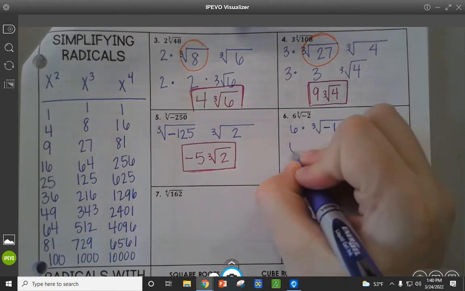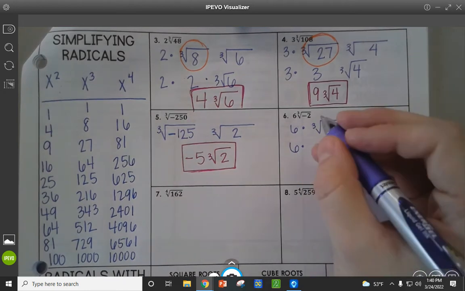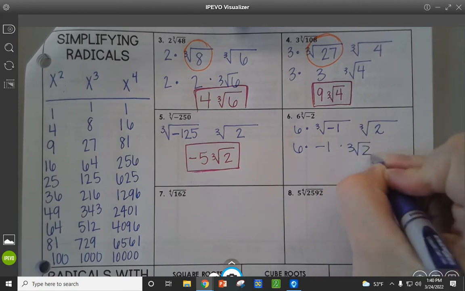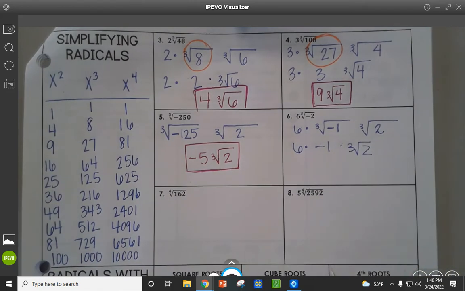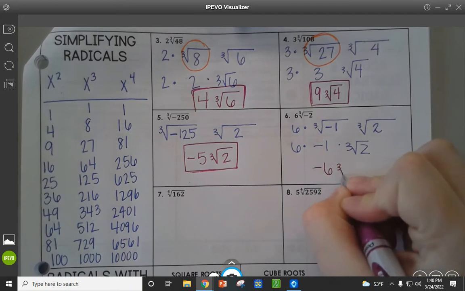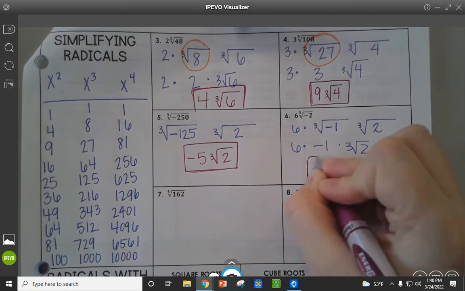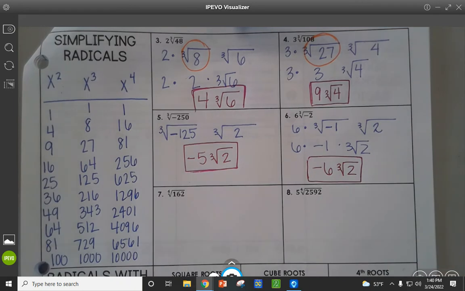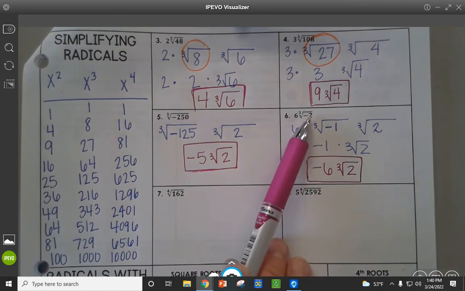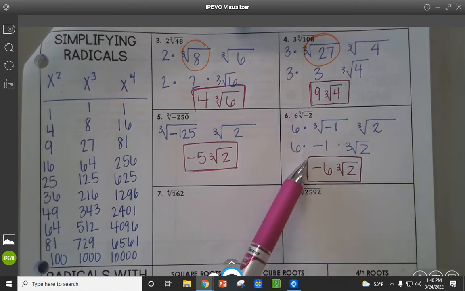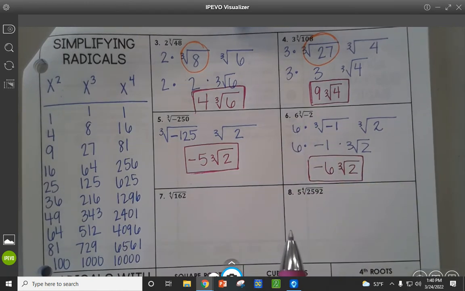What is the cube root of negative 1? Negative 1. So your final answer is negative 6 cube root of 2. So basically, when you have a negative number under a cube root, that just comes out.